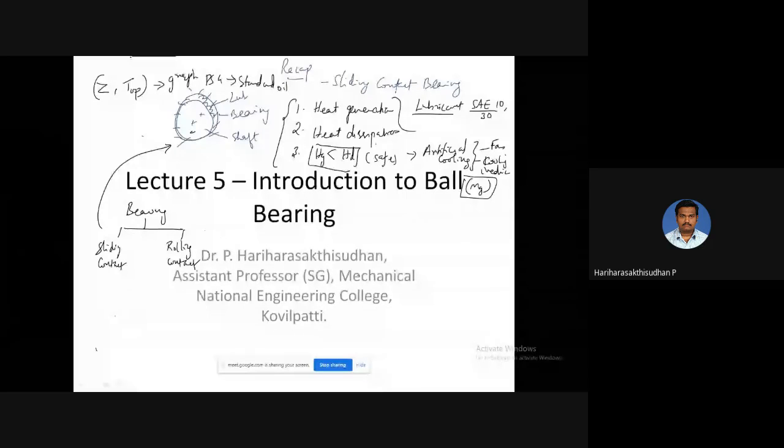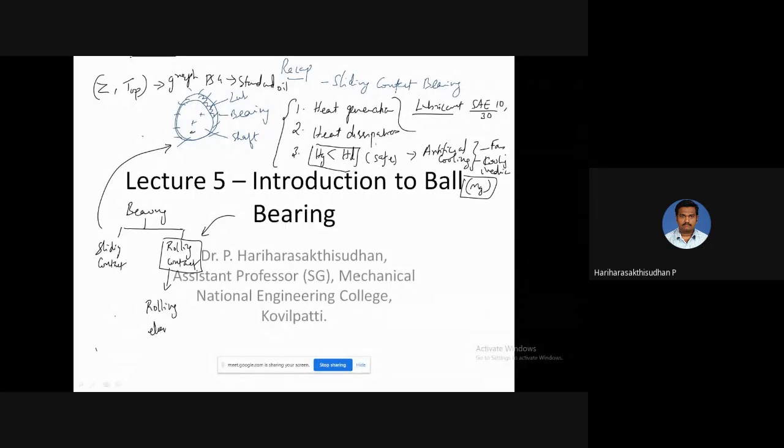Now we are going to look into the rolling contact bearing. Ball bearing is one of the rolling contact bearings. Rolling contact means there will be some rolling element inside your bearing, which will be taking up the contact. The rolling element may be either a ball or a roller. Ball will be spherical, roller will be cylindrical.